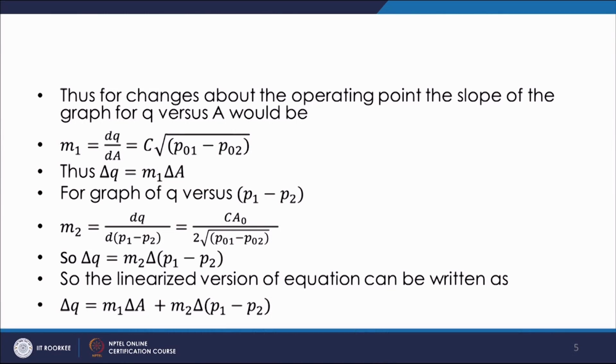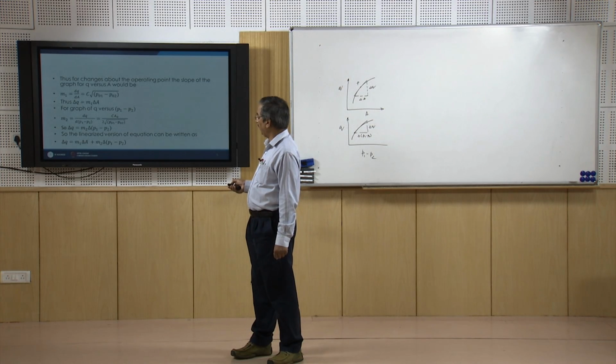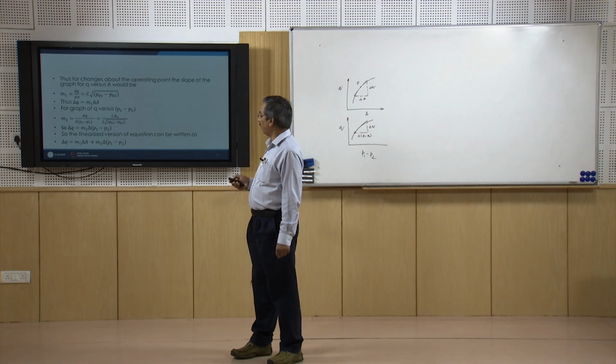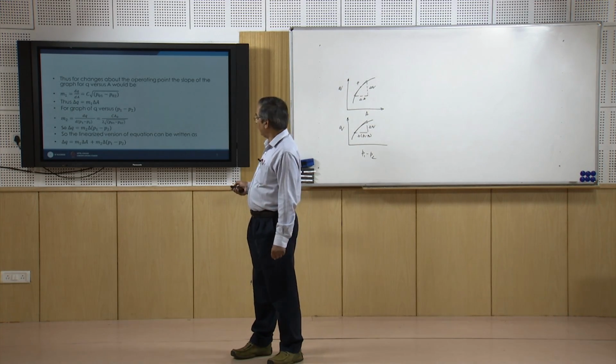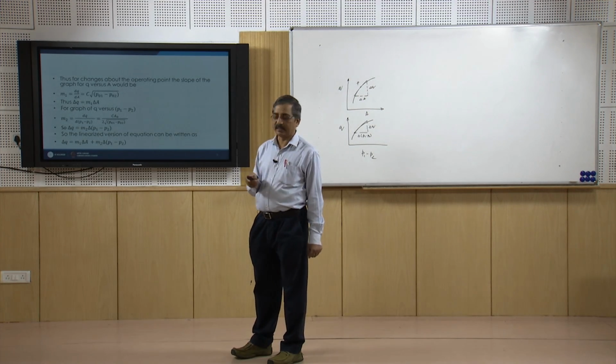Then I can write the linearized version of the equation as del Q is equal to M2 del (P1 minus P2), and then the linearized version for the combined case can be written as del Q is equal to M1 del A plus M2 del (P1 minus P2). Okay. Here M1 is the slope for the first case and M2 is the slope for the second case.